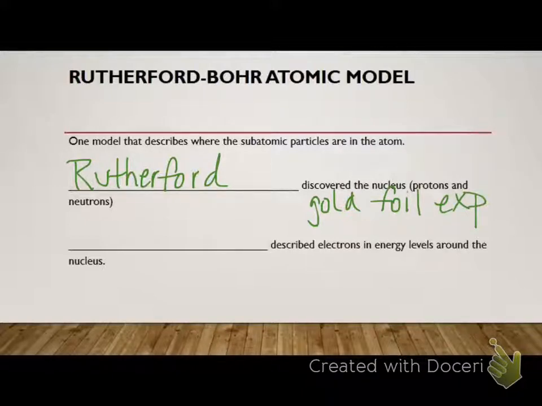And then a guy by the name of Niels Bohr described electrons and the energy levels. He was the first person to say that electrons exist in a specific energy level, that they can't just go anywhere they want to. So he is the first one to do that. When we get to Chapter 4, we'll talk about electrons and where they exist and their energy levels a lot more extensively. This is just kind of an introduction to it.